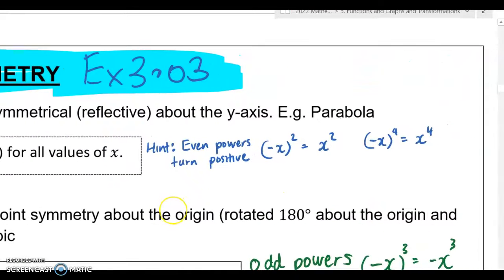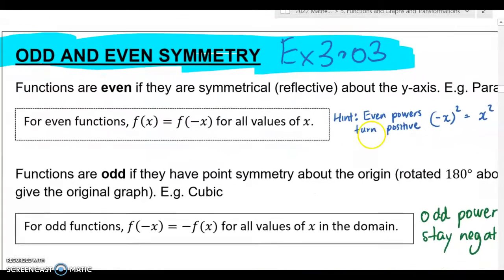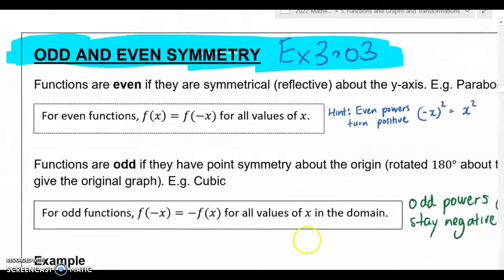And there's a little note here to the side. Even powers turn positive. So if I'm squaring minus x, I end up with x squared, because I'm squaring that minus there, that becomes a positive, and I'm squaring the x, which becomes x squared. And that would be the same for any even power, and we'll use that in our rule in a moment. Now, they were even functions. Now, a function could be odd.